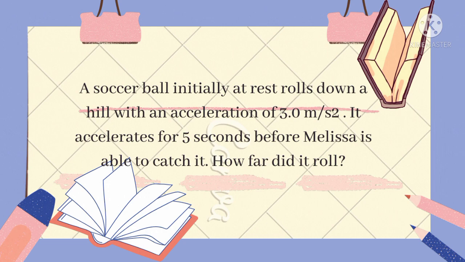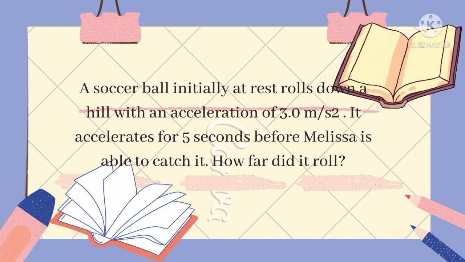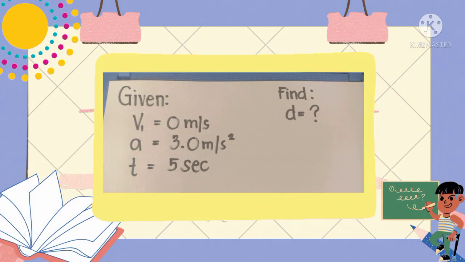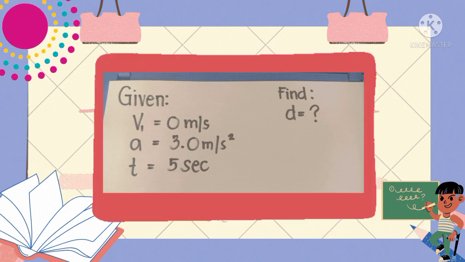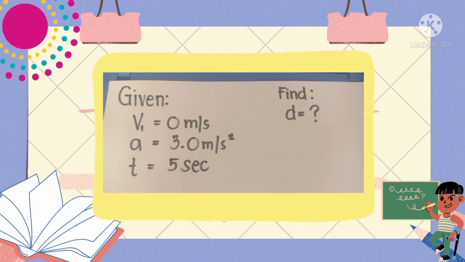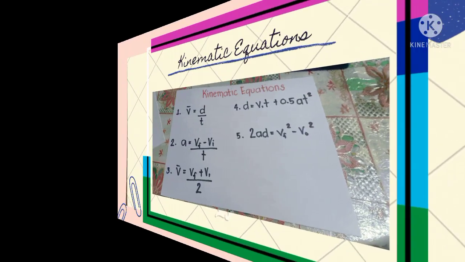Let us solve problem number 3. A soccer ball initially at rest rolls down a hill with an acceleration of 3.0 meter per second squared. It accelerates for 5 seconds before Melissa is able to catch it. How far did it roll? Let's write down the given. So initial velocity will be 0 because at rest. Then we have the acceleration 3.0 meter per second squared and then 5 seconds for the time. So we are looking for the distance.